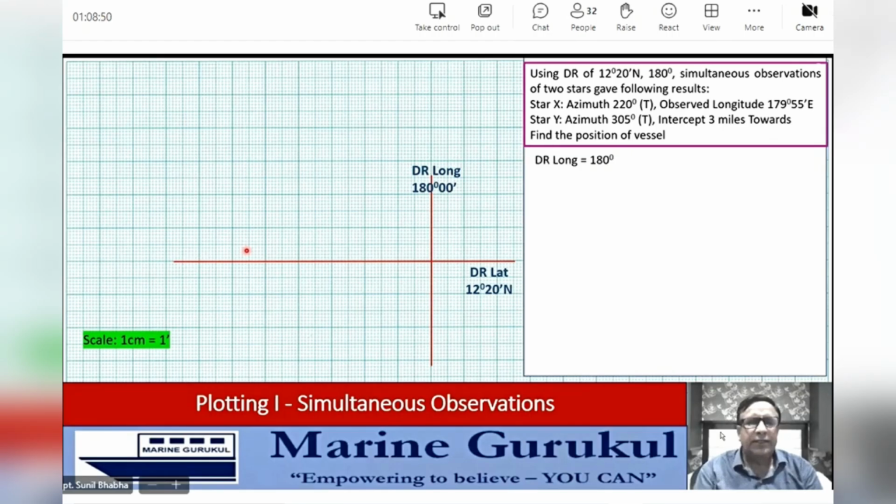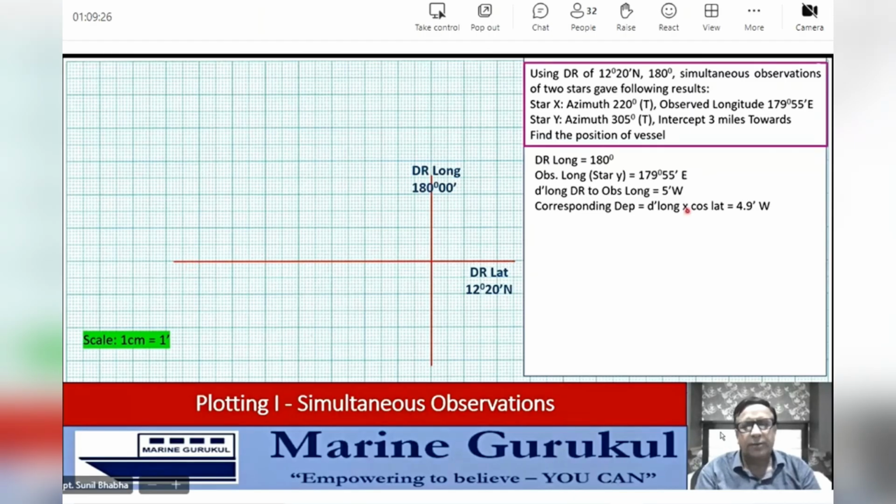Now, DR long is 180 degrees. Observed long by solving star X is 179 degrees 55 minutes east. So if I have to plot observed long with respect to DR long, which has already been plotted, the d long between the two is 5 minutes west from DR to observed long. That means observed long shall be plotted west of the DR long. But the spacing has to correspond to departure. So we find the corresponding departure, and the departure is found to be 4.9 minutes west.